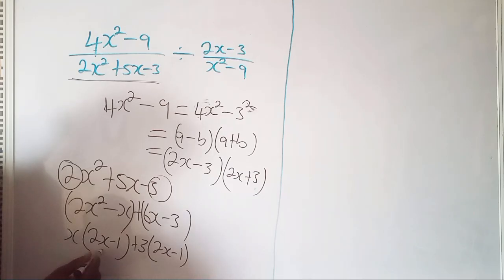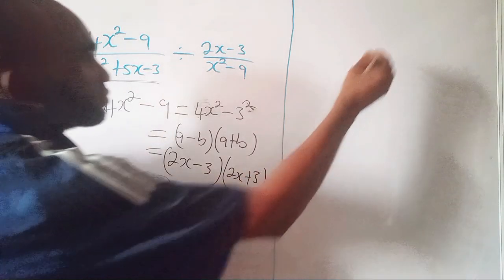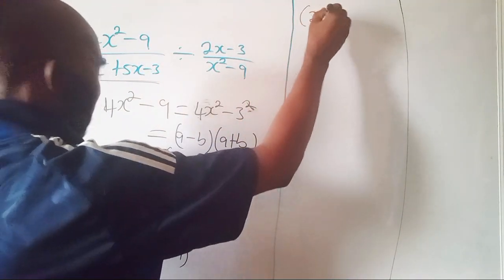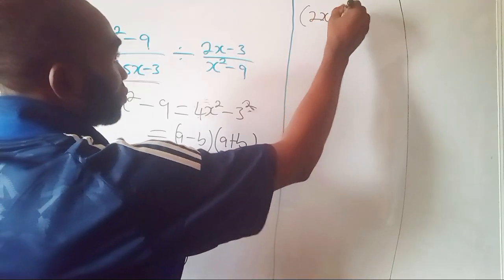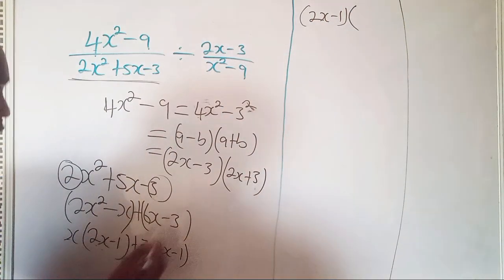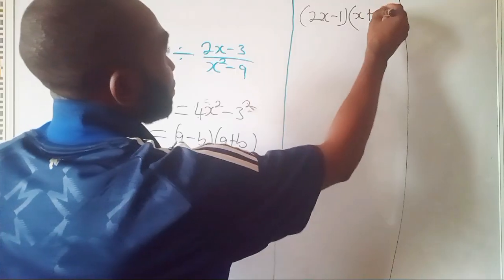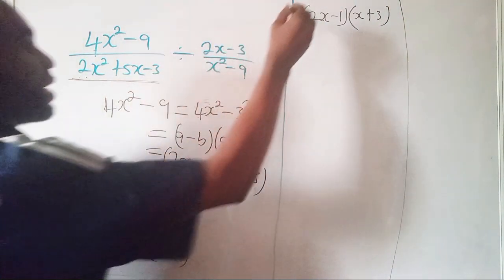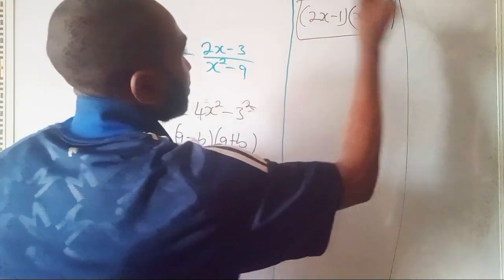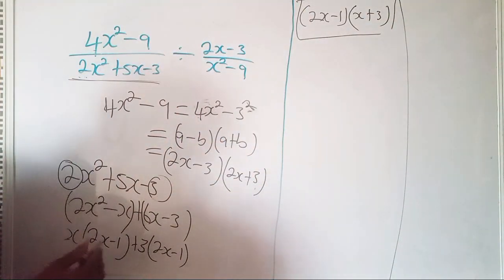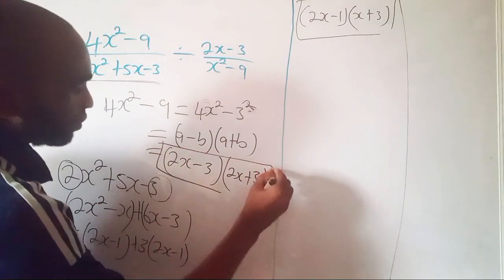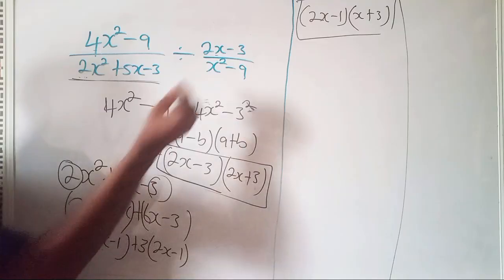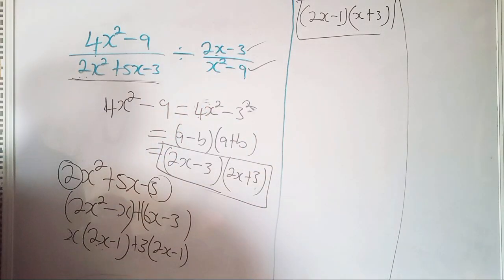So we pick one of them to be the first bracket, which will be 2x minus 1. Then we pick the outside values to form the second, which is x plus 3. So we are done with this, and we have it here. And the first one, we have it here. Now here we cannot factorize this further, so let's leave it.